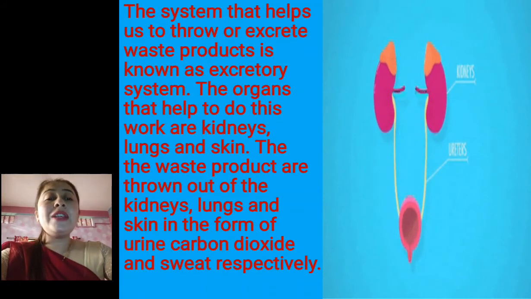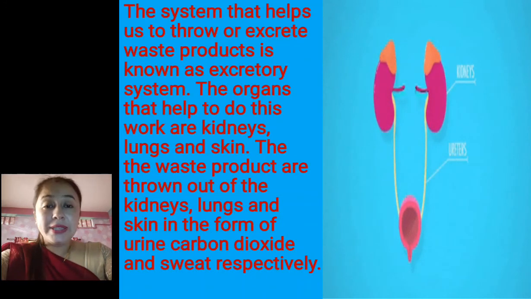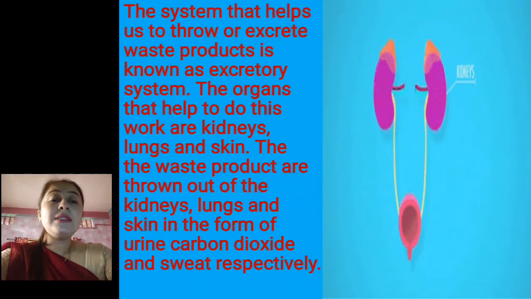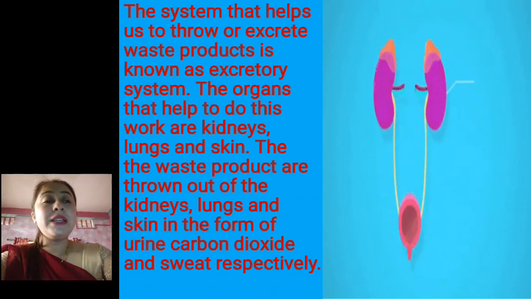So the waste products are thrown out of the kidneys, lungs and skin in the form of urine, carbon dioxide and sweat respectively. So the waste product which is thrown away from the kidneys is urine, through the skin is sweat, and through our lungs is carbon dioxide. So the system which helps us to throw the waste product from our body is known as excretory system. So hope till here everyone is clear.